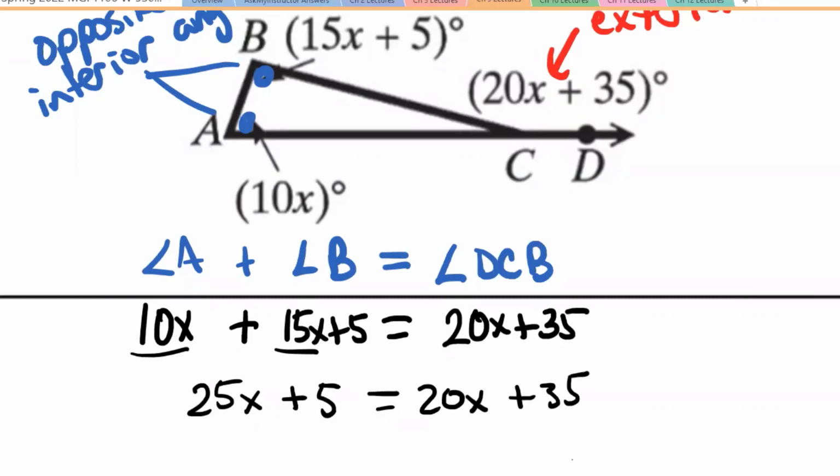We have a couple of options here, but we need to get the x's on one side somehow and the numbers on the other side somehow. So what do you want me to do?